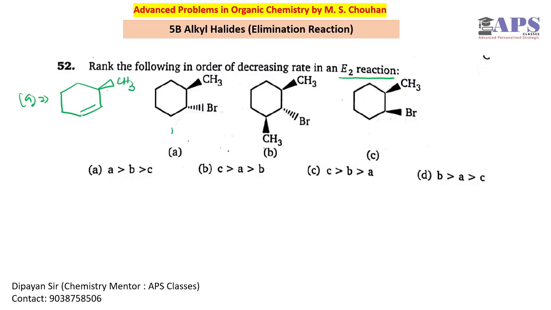For B, there is no hydrogen present at the beta position in anti-periplanar arrangement, because the bromine is below the plane. Hydrogen must be present above the plane, but here we have methyl above the plane, and here we have methyl above the plane. So basically the E2 reaction cannot take place. No reaction for molecule B.